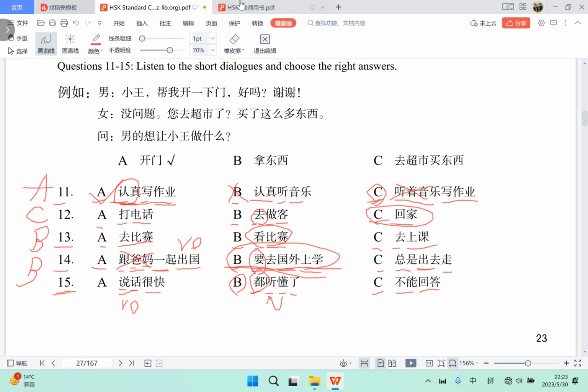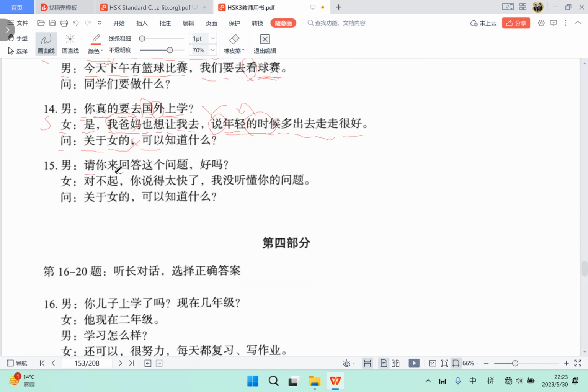And number 15, 第15题，请你来回答这个问题. So, I invite you to reply to this question. 好吗, okay? To get a softer tone we use 好吗. B's reply is 对不起, sorry, 你说的太快了, so you spoke too fast, right? So 太快了 here is a degree complement to describe 说.